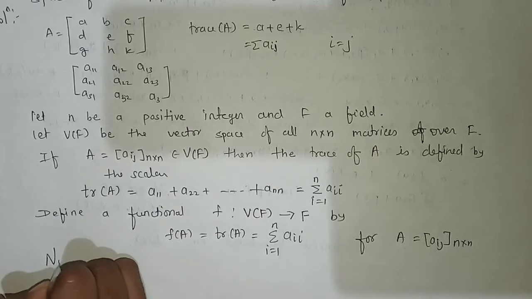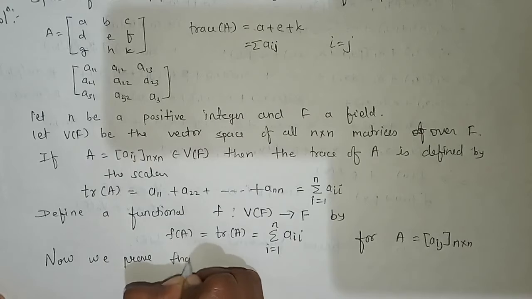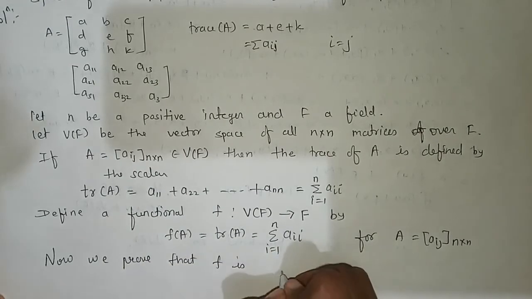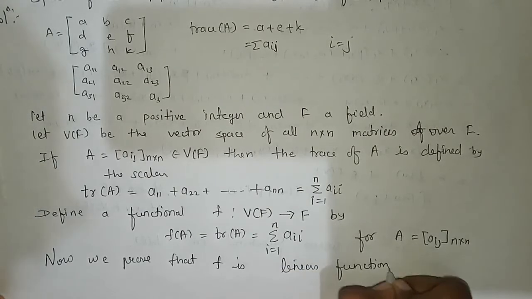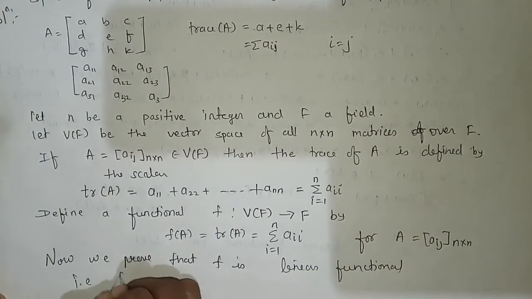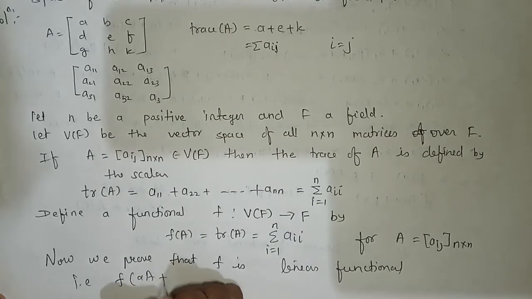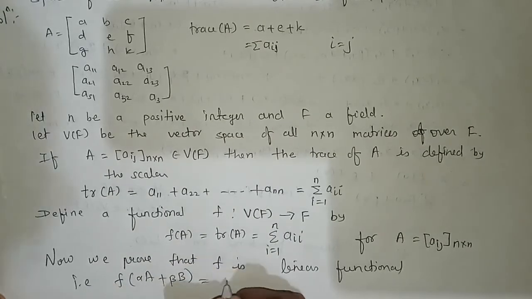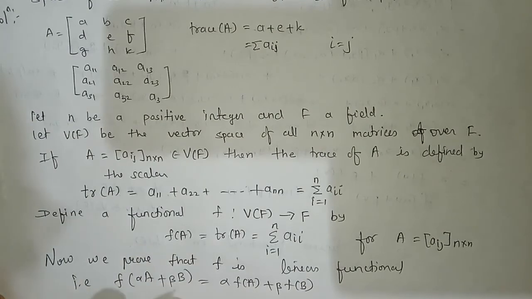Now we have to prove that f is a linear functional, that is f of alpha a plus beta b is equal to alpha times f of a plus beta times f of b. So if you first write what you have to prove, then it will be easy to solve any question.